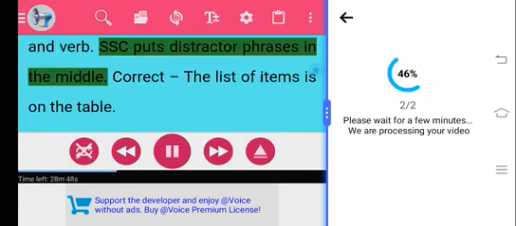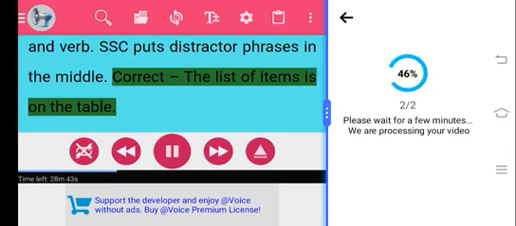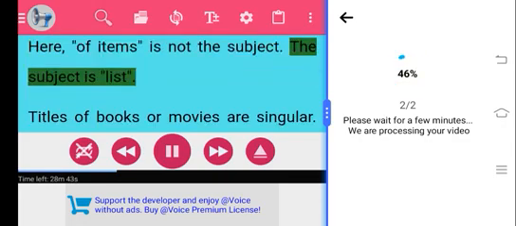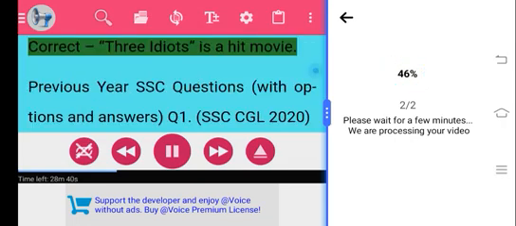Intervening phrases between subject and verb. SSC puts distractor phrases in the middle. Correct: the list of items is on the table. Here, "of items" is not the subject. The subject is "list." Titles of books or movies are singular. Correct: Three Idiots is a hit movie.